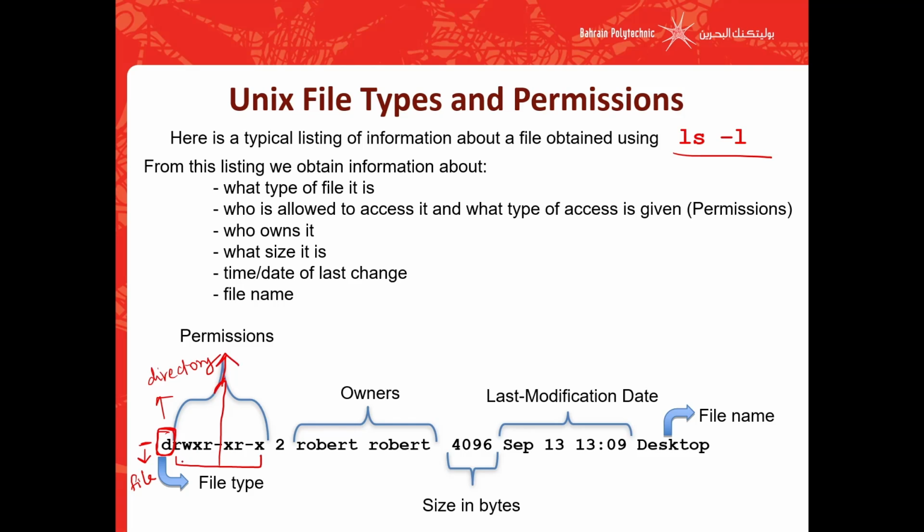So the first one is the file type. The next set is permissions. File type and permissions are together, which is why we're going to learn about them together. I still don't know what this is. I will try to figure it out.